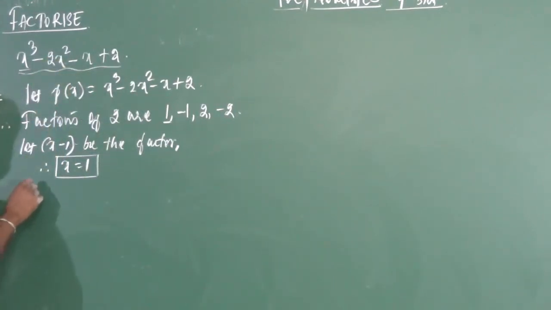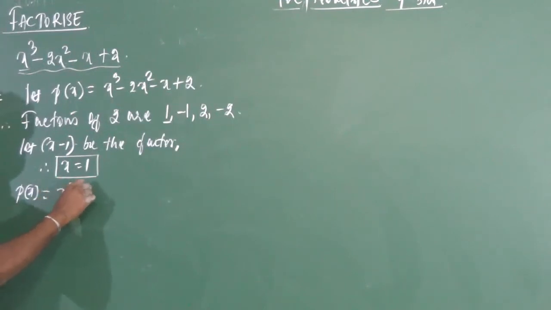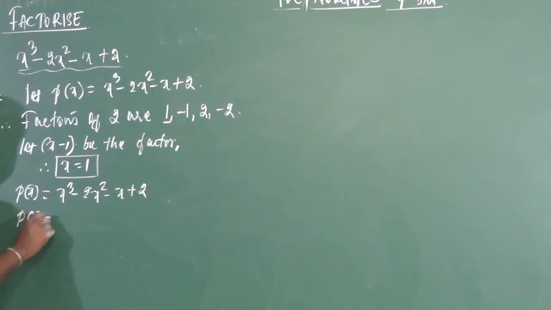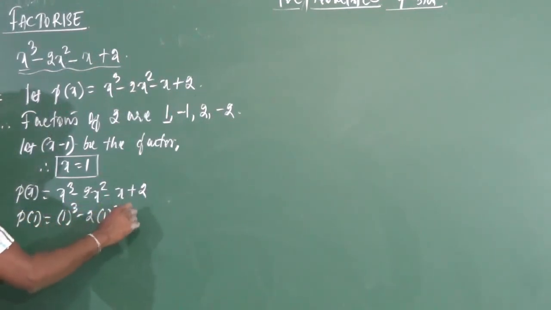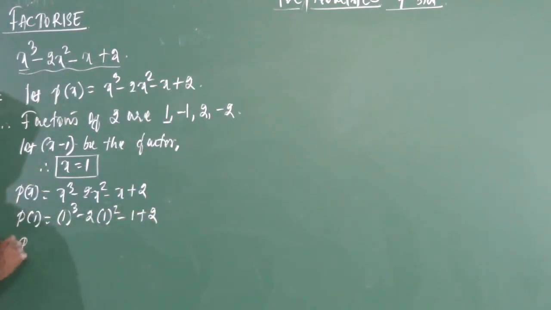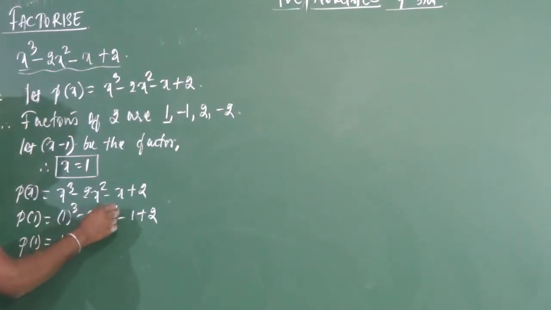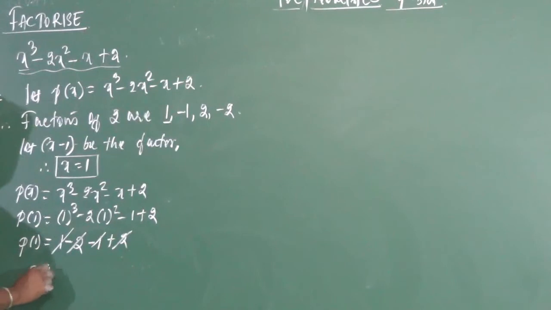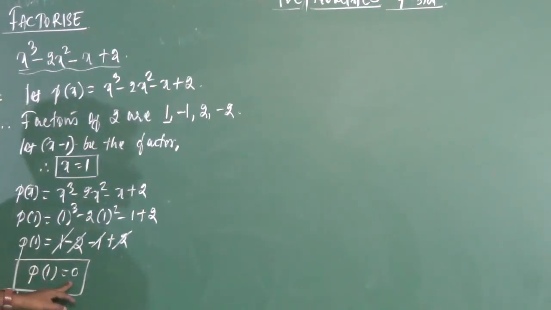So p of x is equal to x cube minus 2x square minus x plus 2. So p of 1 is equal to 1 cube minus 2 into 1 square minus 1 plus 2. So p of 1 is equal to 1 cube is 1 minus 1 square is 1, 1 into minus 2 is minus 2 minus 1 plus 2. Okay. So minus 1 plus 1 cancels, minus 2 plus 2 cancels. So p of 1 is equal to 0. Yes, we have got p of 1 as 0.